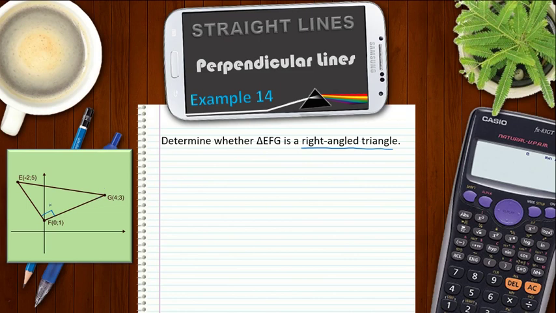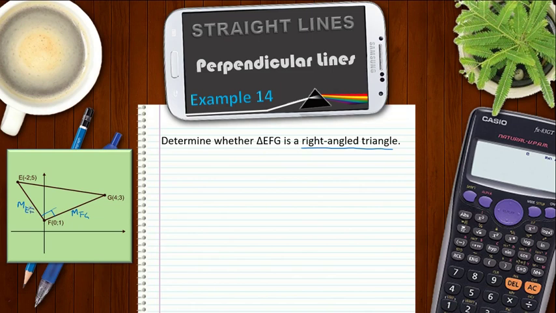So how are we going to find out whether this is a right-angled triangle? Now we know from perpendicular lines that if I multiply the two gradients, they must equal -1. So in order to test that, I first need to find my gradient of FG, and I also need to find my gradient of EF.